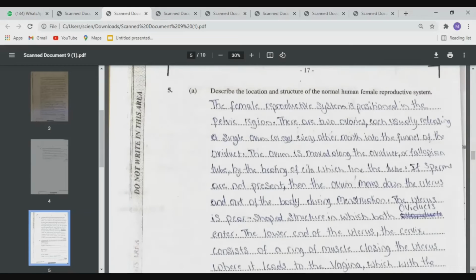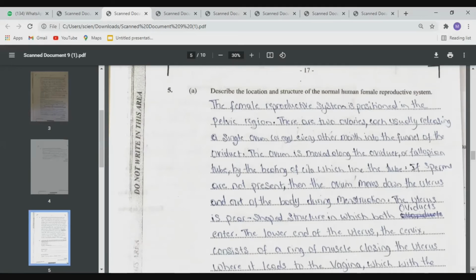The female reproductive system is positioned in the pelvic region. There are 2 ovaries, each usually releasing a single ovum or egg every other month into the funnel of the oviduct. The ovum is moved along the oviduct or fallopian tube by the beating of the cilia, which line the tube. If sperms are not present, then the ovum moves down the uterus out of the body during menstruation.